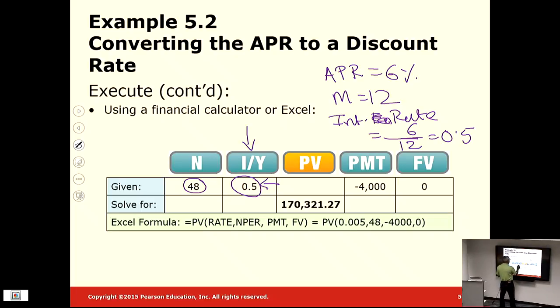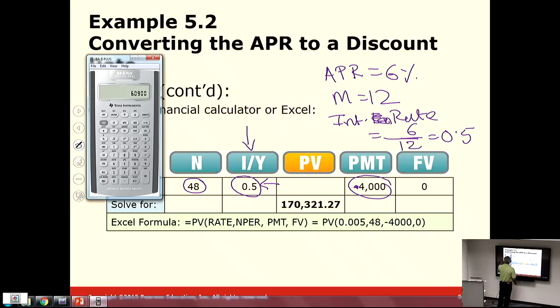So I have N, IY, and my payment of 4,000. I don't need to enter that as negative, just 4,000. And I compute present value. So I can do this over here, clear everything, clear second TVM, clear work. So 48 is my N, 0.5 is my IY, 4,000 is my payment, and I compute present value, 170,321.